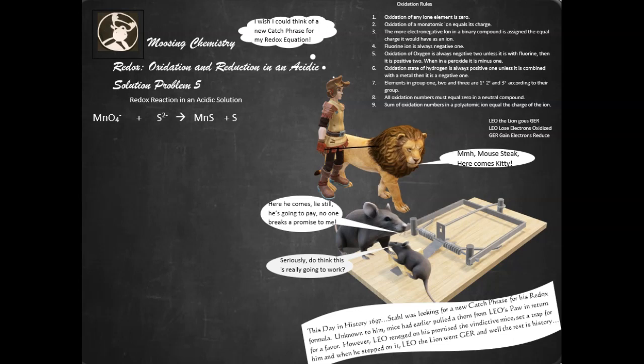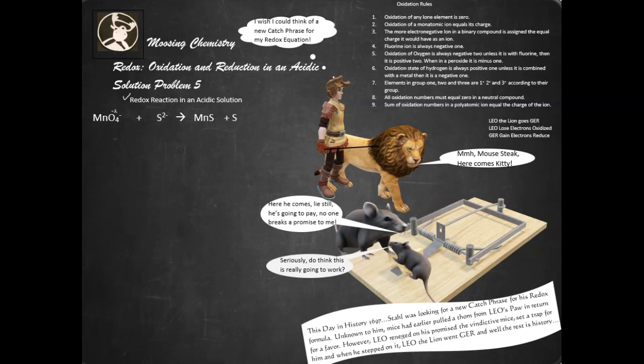Redox reactions, oxidation, reduction in acidic solution, problem number 5. So we're going to do redox reactions in acidic solution. Let's look at our equation here: MnO4 minus plus S2 minus yields MnS plus S. Okay, so first thing we need to do is look at our oxidation numbers.